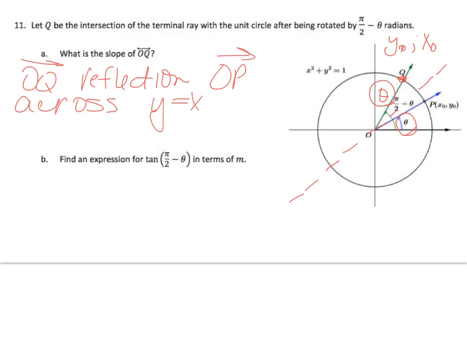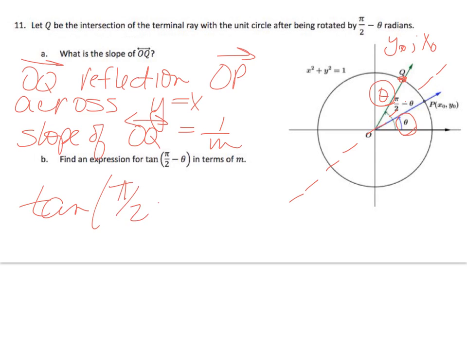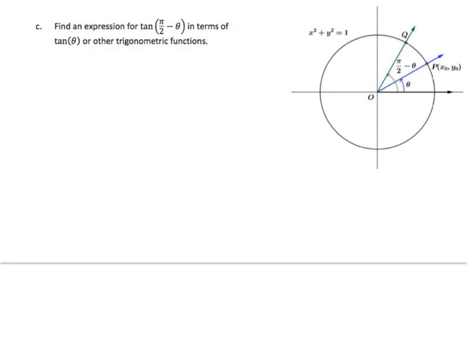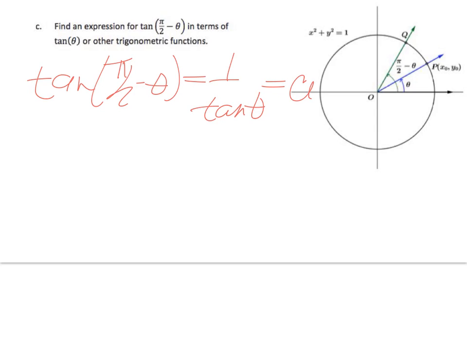And the slope of OQ, if you did that calculation, is 1 over m. Find the expression for tan pi over 2 minus theta. It's 1 over m. And then keeping with our pattern, tan pi over 2 minus theta equals 1 over tan theta, which equals cotan theta.